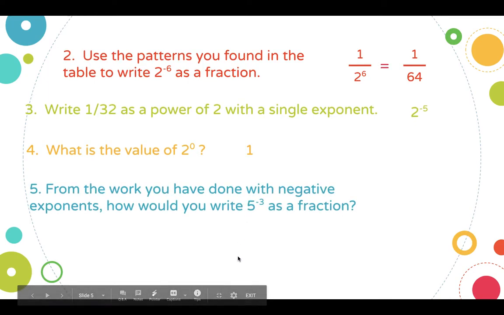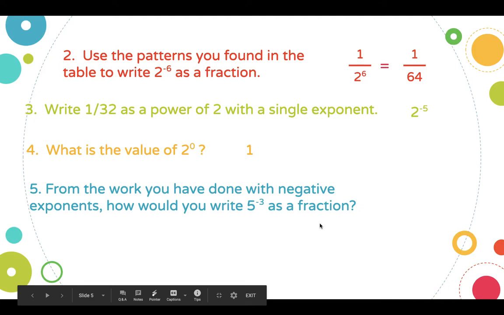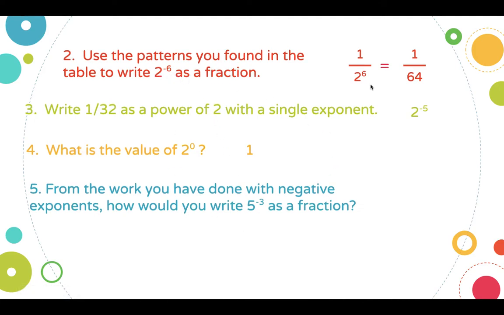From the work you have done with negative exponents, how would you write 5 to the negative 3 as a fraction? It's going to be very similar. Let's look at what we did here. 2 to the negative 6 became 1 over 2 to the 6th power. So we're going to do something very similar. We're going to put it as a fraction. 1 over 5 to the 3rd power. Notice it drops our negative sign when it becomes a denominator. Essentially, we're taking the inverse of this. And then 5 to the 3rd power is 125. 5 times 5 times 5 is 125.